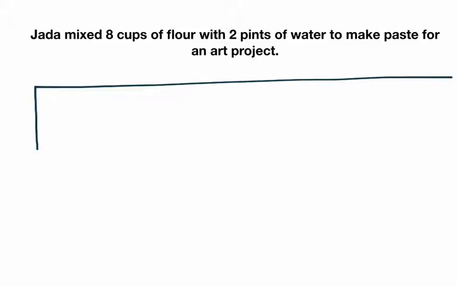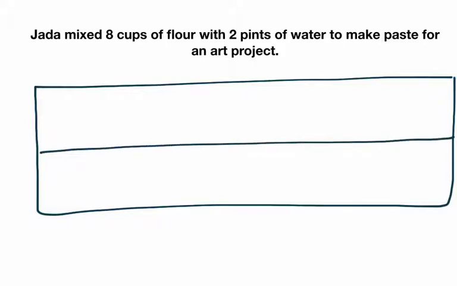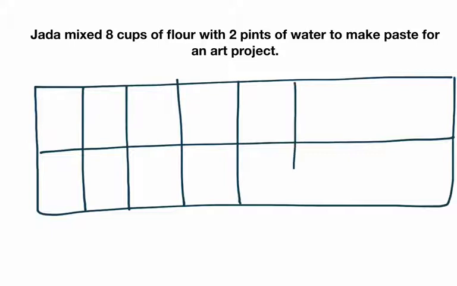Jada mixed 8 cups of flour with 2 pints of water to make paste for an art project. So we're going to make a table real quick. On your sheet, you don't need to write out this scenario, but you're going to make a table. Start by drawing a rectangle, and we'll go down the middle and set up a couple of columns. Try to do it as neatly as you can. It doesn't have to be perfect, but something we can jot this down in, and this will lead us into unit rates also.